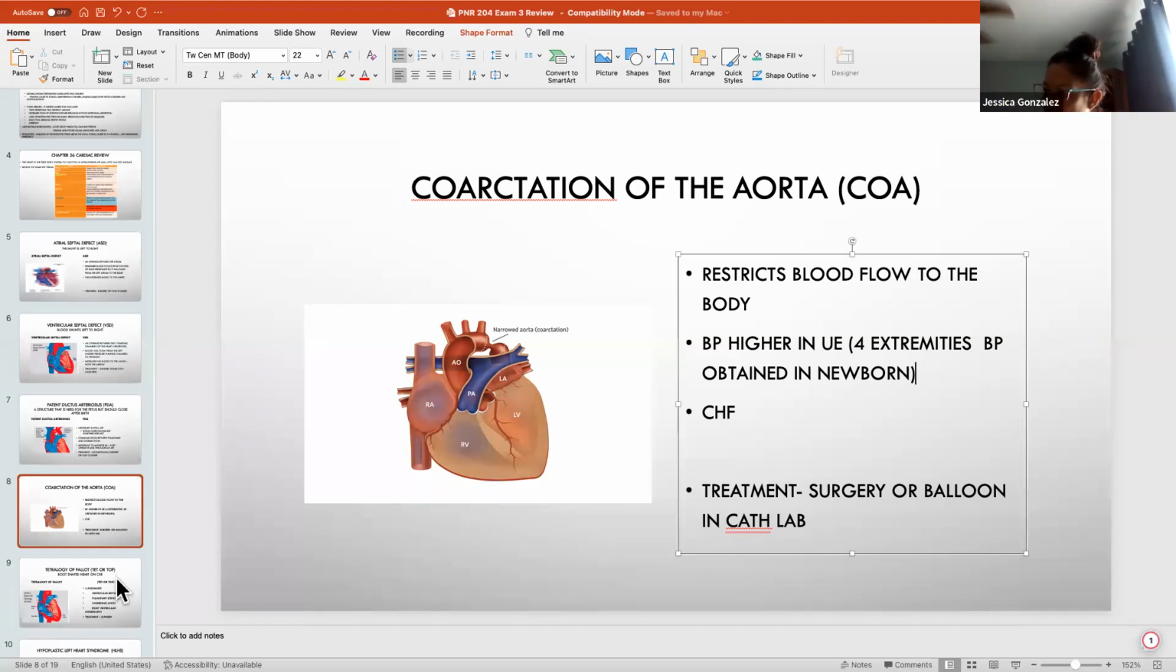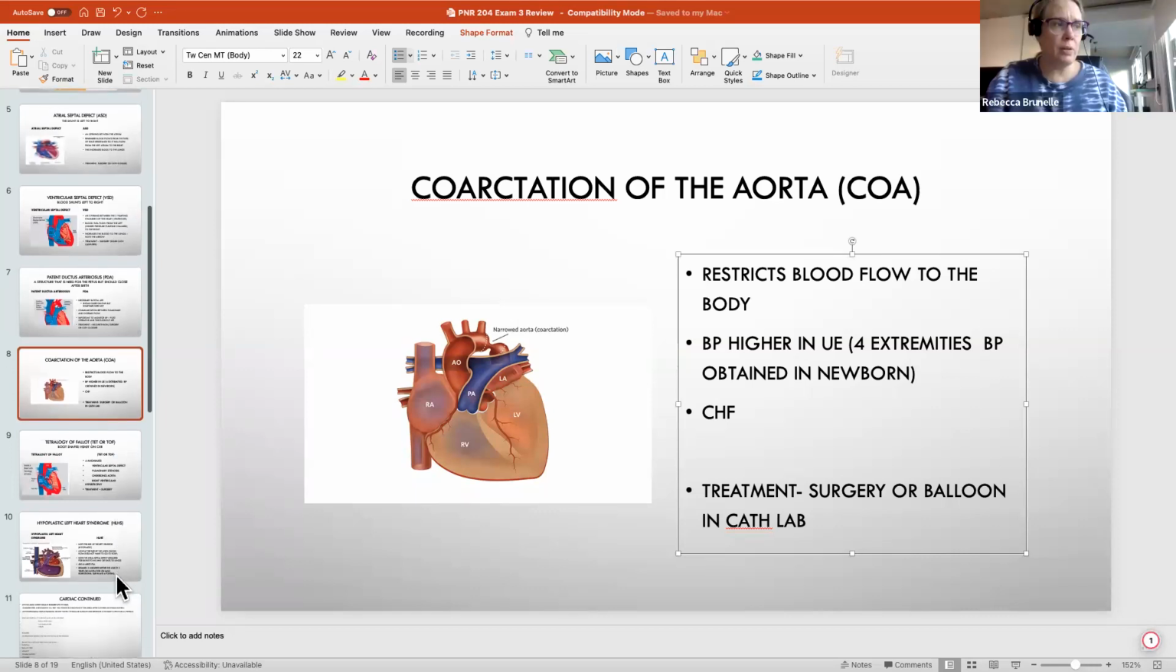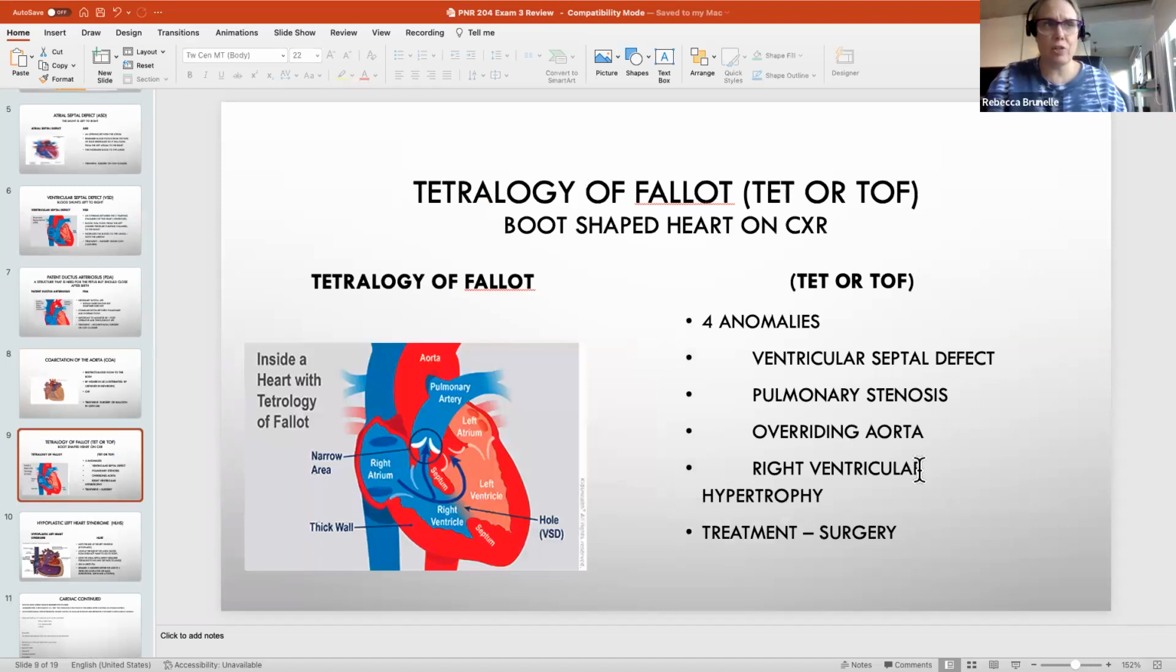Okay. And then there's two on here that are probably the two most complicated. So there's the tetralogy of Fallot, which has four components. The ventricular septal defect, so that opening between the two ventricles. Pulmonary stenosis. So this is narrowing of what we call the right ventricular outflow tract. So having a hard time leaving from the right side of the heart out to the lungs. And overriding aorta. So this is your aorta here. So it's pushed to the right.